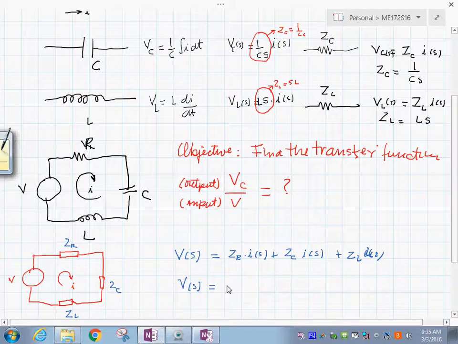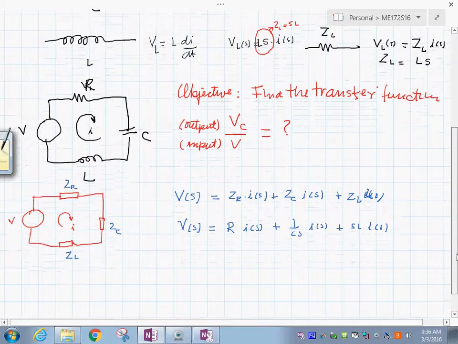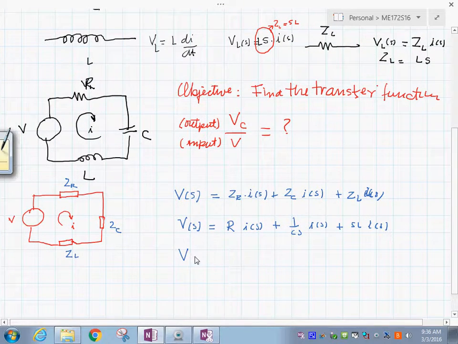So from here you could say, look, the voltage is equal to S times L plus 1 over CS plus R, just organizing it a little bit, times I of S. And the voltage across the capacitor that I have is 1 over CS times I of S. So if this is true, then it follows that I can find out what the transfer function is.